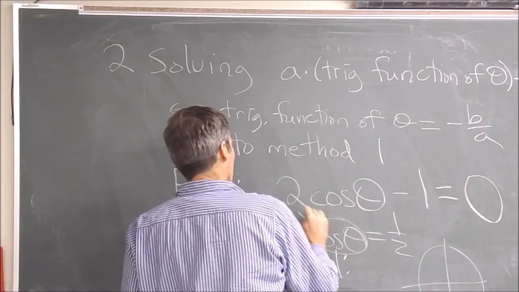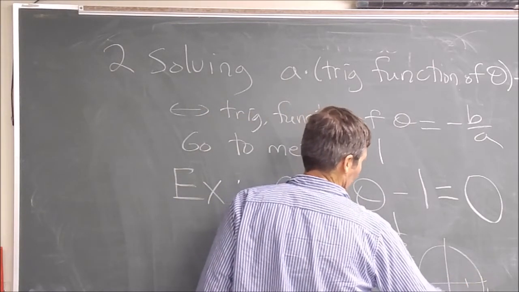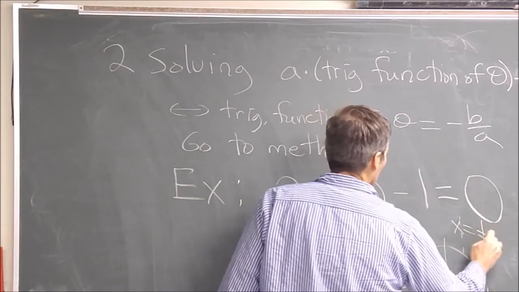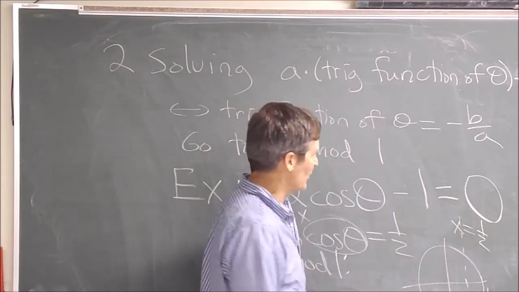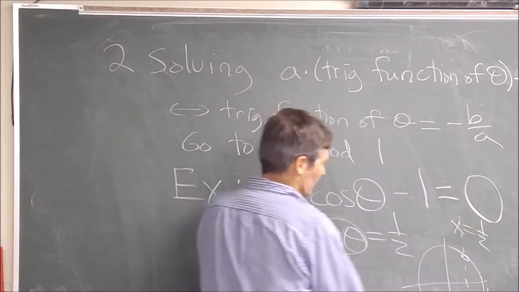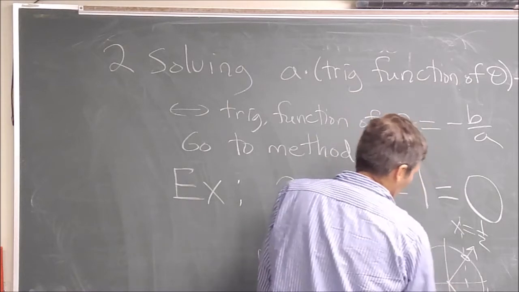Cosine is the x-coordinate, so I want the x-coordinate equal to a half. Here's a half, about halfway across to 1, right? These are all points in the plane with x-coordinate equal to a half. There are only 2 of them on the unit circle, which means there are only 2 possible terminal rays. This one or this one.